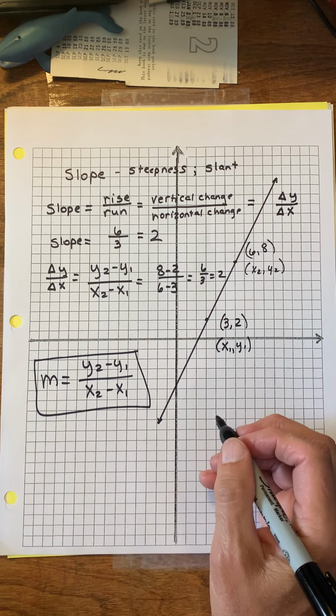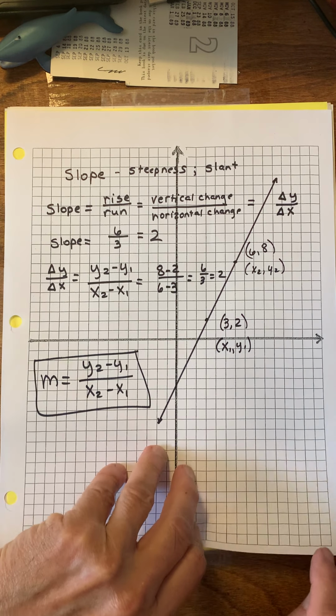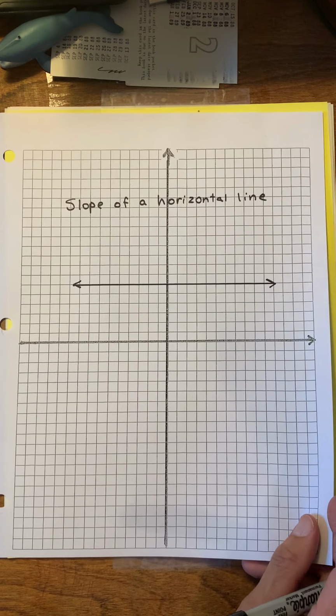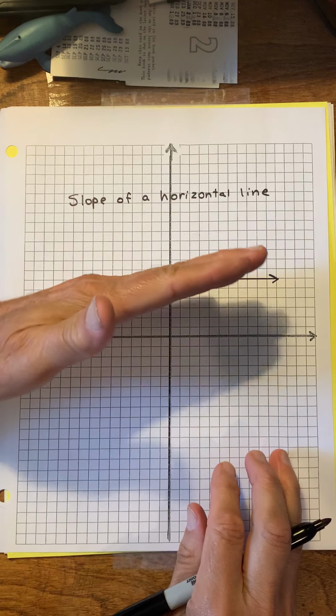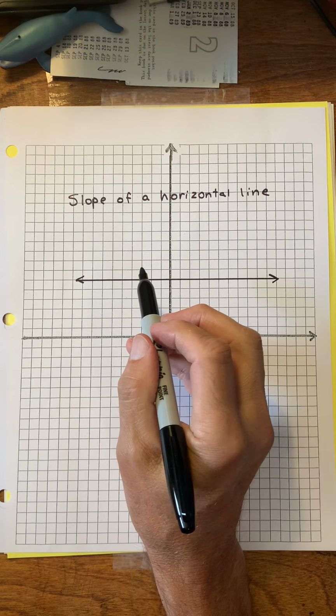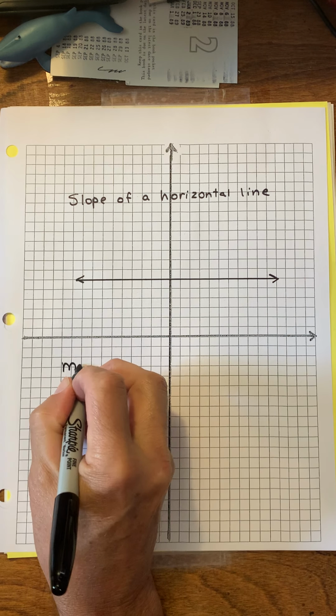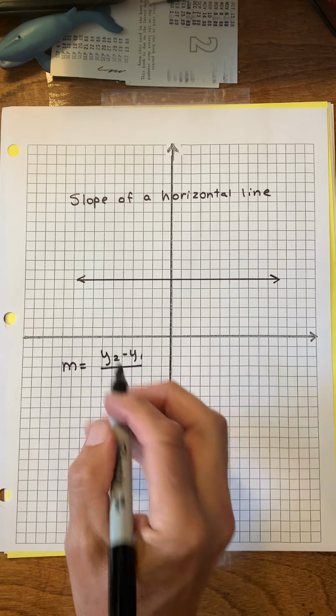For instance, let's see. Well, I'll tell you what. Let's look at some specific slopes. And when I say specific slopes, I mean, first of all, the slope of a horizontal line. Well, if a slope is steepness, I'd say this guy isn't very steep. So let's use our slope formula to find the slope of a horizontal line.